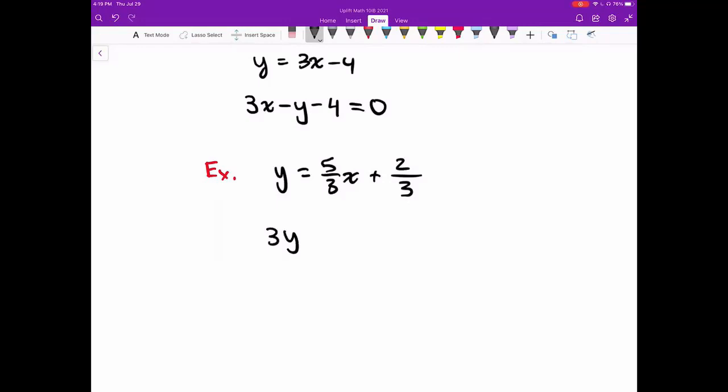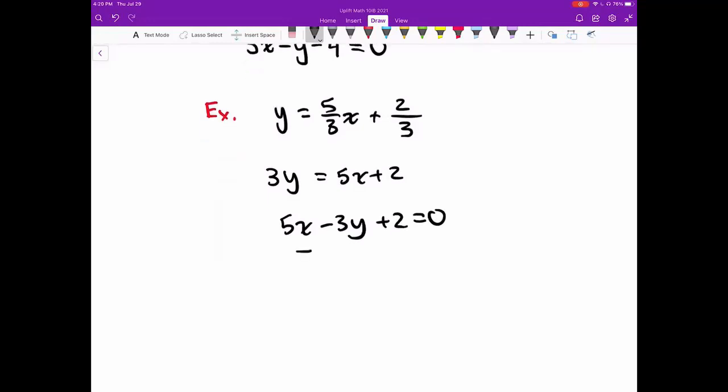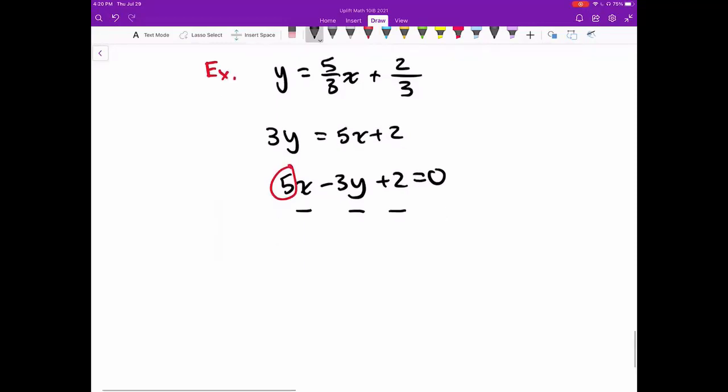Okay. So multiply 3 on both sides to get 3y equals 5x plus 2. Since we want the coefficient of x to be positive, we will do 5x minus 3y plus 2 is 0. So you want to have the first term to be x, the second term to be y, the third term to be a constant, and you want the coefficient of x to be positive. So that's the general form. To be honest, the general form for a linear function is pretty useless. But when you get to quadratics, you want to work with the general form, which we'll talk about later, I think.